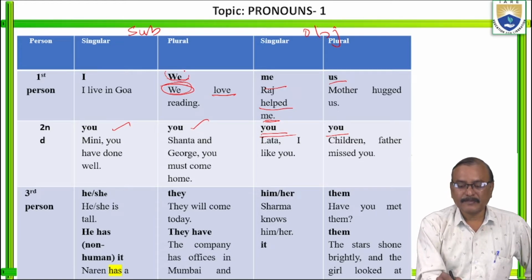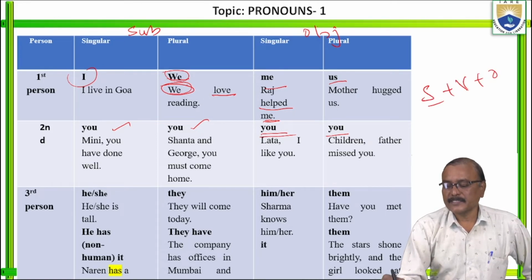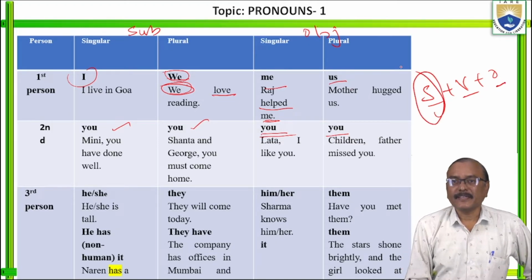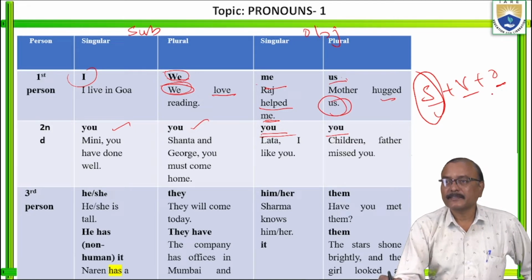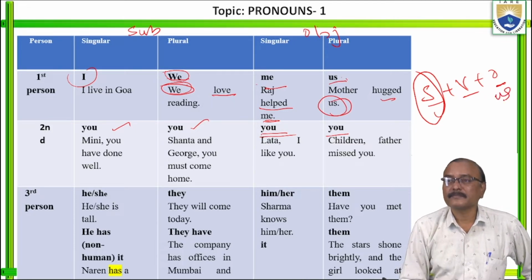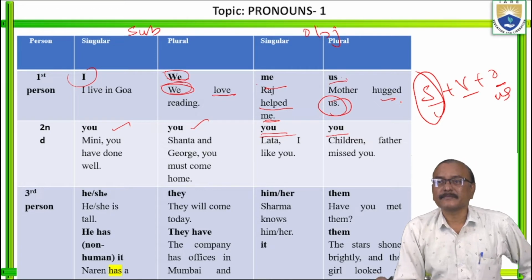They come in the place of the subject. Within a sentence, if the sentence is subject, verb, object, then in the subject place we use subject case pronouns, and in the object place we use objective case pronouns. Mother hugged us. After the verb, we get the objective case, us. Before the verb, we use pronouns in the subject case.